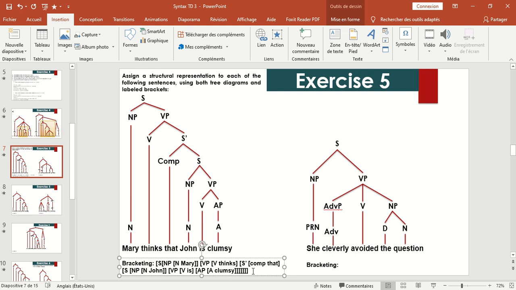So how many do we have here? 1, 2, 3, 4, 5, 6, 7. We make sure: 1, 2, 3, 4, 5, 6, 7. The count is good, so our bracketing is good.